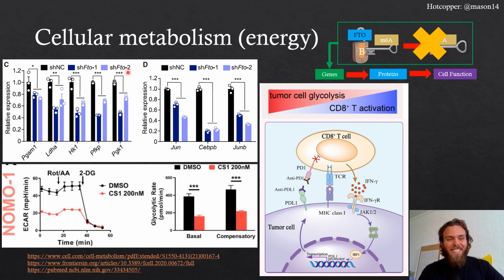So this SH FTO is a knockdown of FTO. There's two different types here, and basically what you're seeing is you have this normal expression up here, and when you knock down FTO, you're reducing that FTO protein. Essentially what's happening here, you can see that it changes the expression of the genes, which would then influence the protein, which would then influence the cellular function.